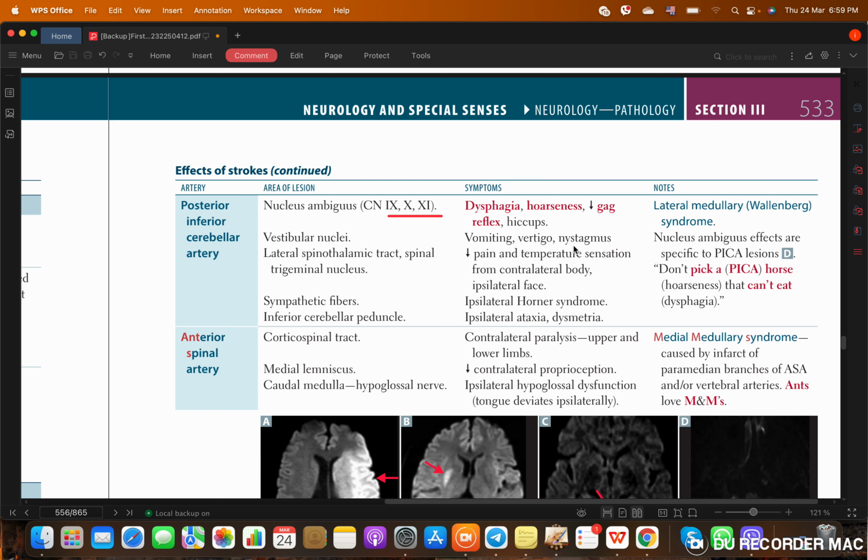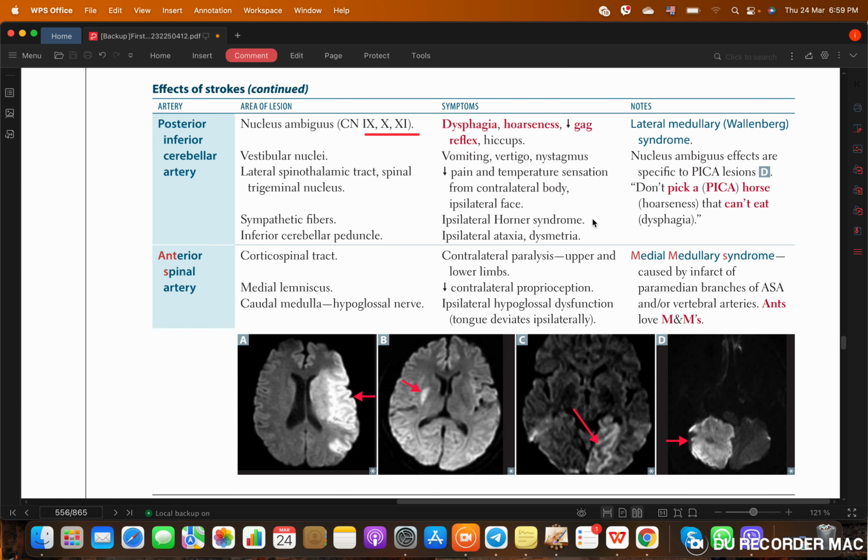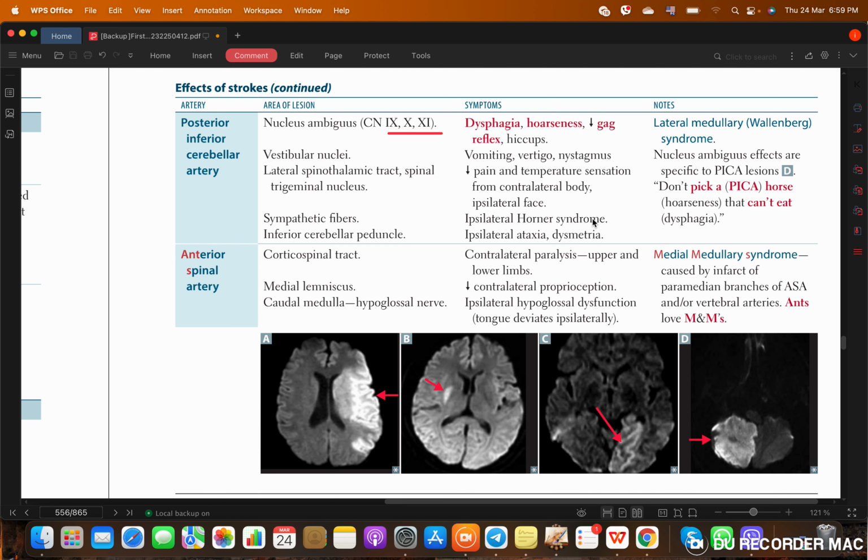Dysarthria, dysphagia, inability to swallow, because of cranial nerves 9 and 10. Hoarseness, same thing, decreased gag reflex, number 10, and hiccups, number 10. Because of the affection of the vestibular nucleus, the patient is going to have the following: vomiting, vertigo, and nystagmus, because this vestibular nuclei affection is responsible for your balance.